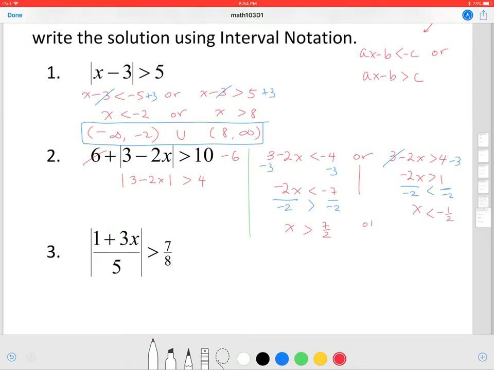Again, these two are put together with the word or. This right hand side is going to be the lesser of the two, so I'm going to write that first. I'm going to write that as negative infinity to negative one half, union, and the other one is parenthesis 7 over 2 comma infinity, parentheses. So that's our problem number 2.